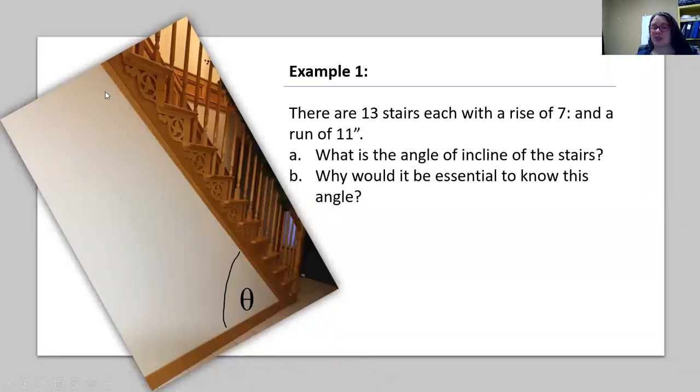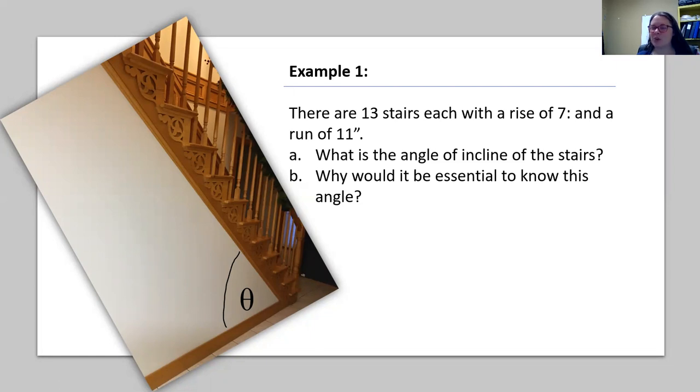So this is actually a picture of the staircase in my home. I snapped a few pictures, and what I want to figure out is what's the angle of incline of the stairs. So there's 13 stairs. They have a rise of 7 inches. It's supposed to be an inch. I got a typo in there. And a run of 11 inches. And I want to know what's the angle of incline.